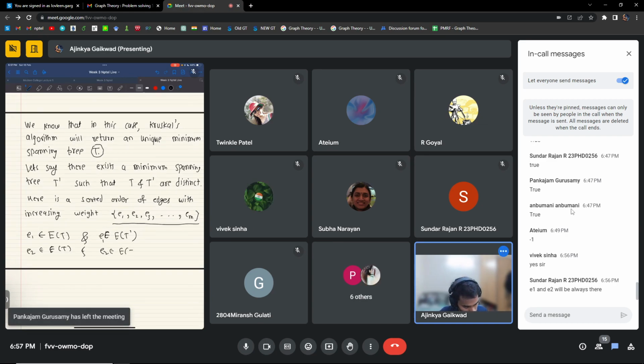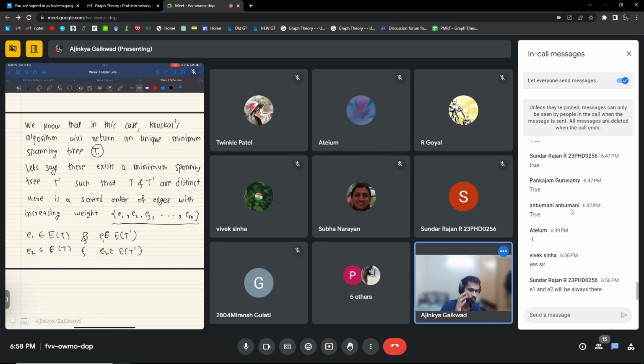Okay, I'm not repeating the entire proof here. Now, here is the thing. So let's focus. This is the main argument. I have a sequence E1, E2, E3 up to EM. E1 is there in both the parts. Okay, I'm okay with it. E1 is there in T, and T prime.